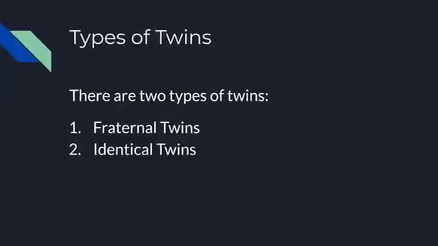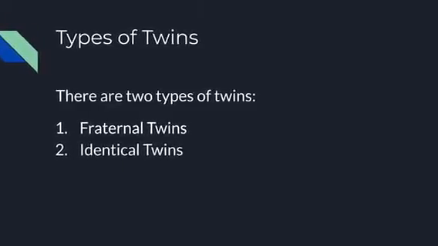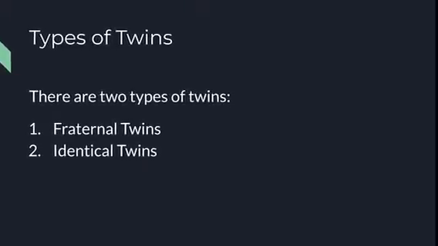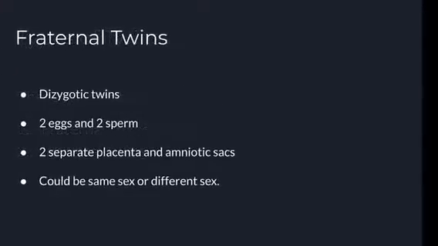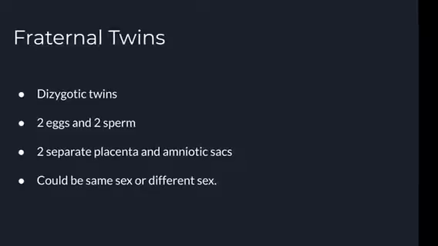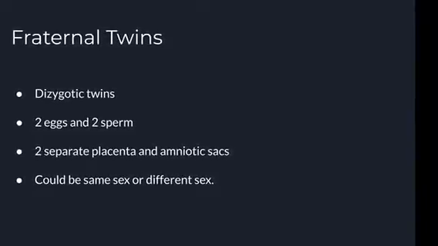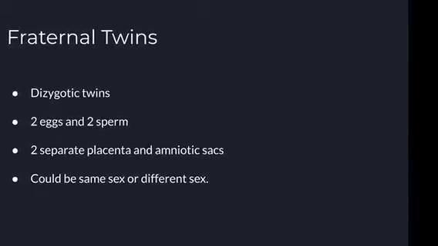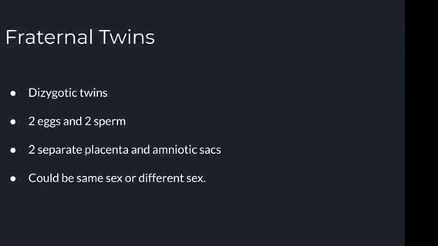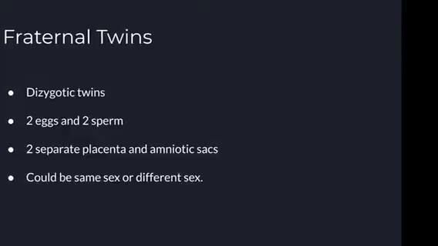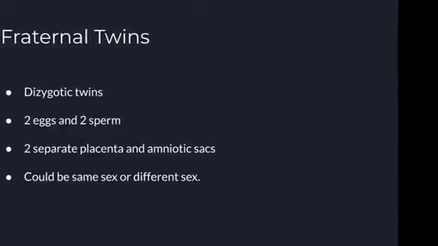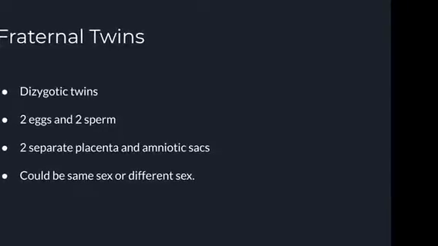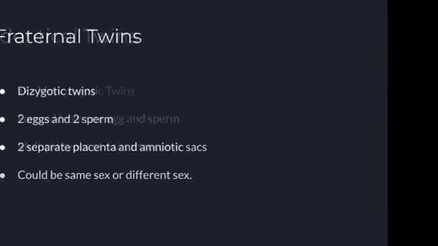To start off, we are going to briefly discuss the types of twins there are. There are 2 main types of twins that we need to know: fraternal twins and identical twins. Now, fraternal twins are also known as dizygotic twins. This is because there are 2 separate eggs that are each fertilized by 2 separate sperm. This usually means that each twin is going to receive blood flow and nutrients from mom by their own individual placentas, as well as have their own amniotic sacs.